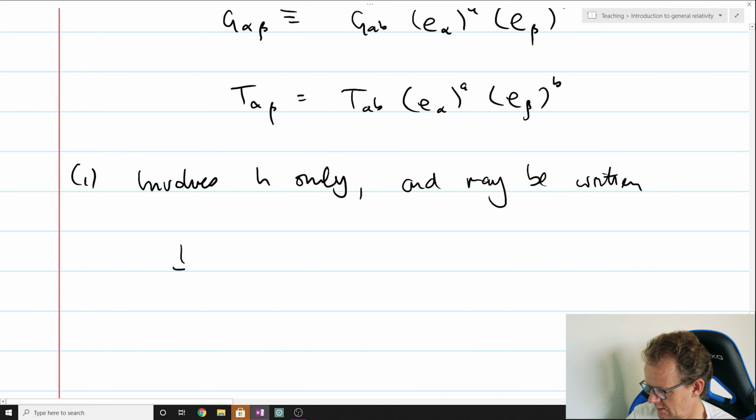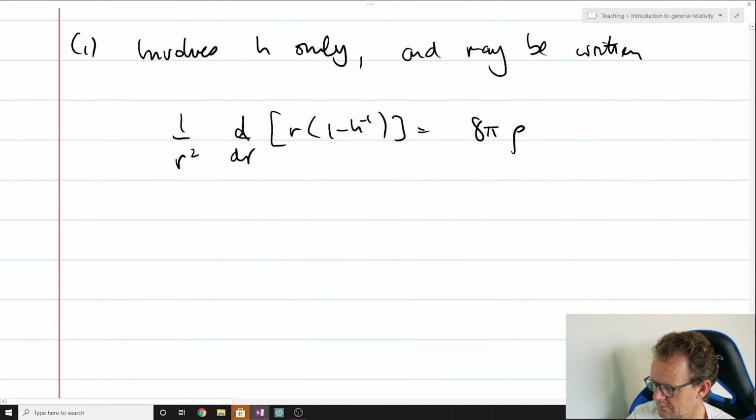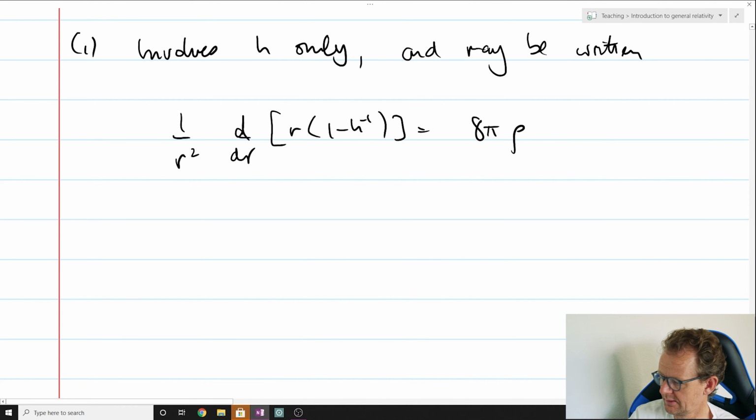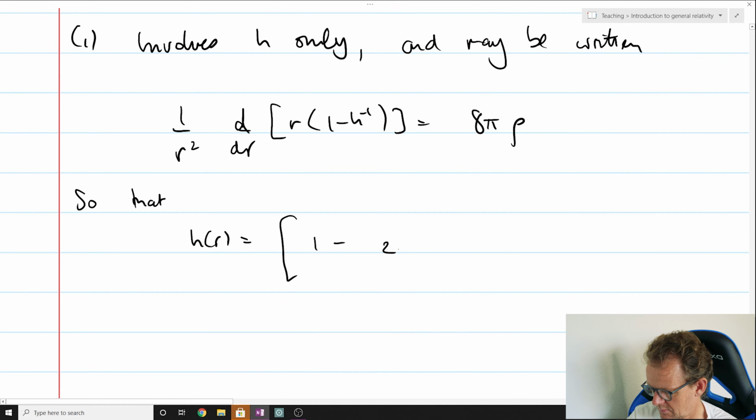And so rewriting equation 1 gives us the following equation, which relates h and the density, rho, and you can just straight away integrate that, right? And that's what you get.